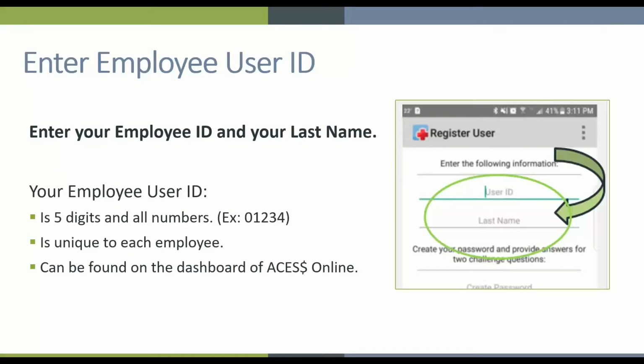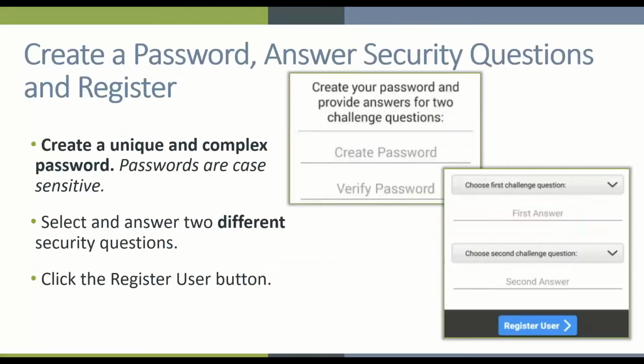Okay. So now we know this is for Wyoming. We know who the employee is. Okay, employee, let's create a password, answer security questions, and finish registration. The password needs to be entered twice, and it's always encouraged to be complex and unique, so no one else can break into that account. Of course, passwords are case sensitive. Next, that employee needs to select and answer 2 different security questions. They cannot be the same security question twice. The answer can be anything. It's not case sensitive. Whatever your answer works. And then you'll click the register user button.